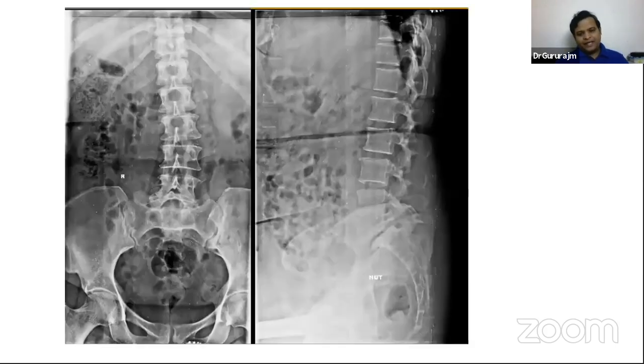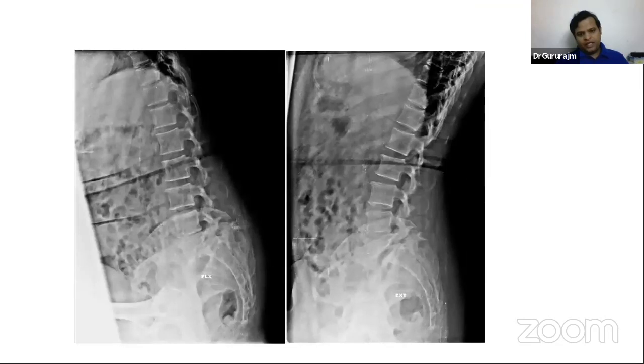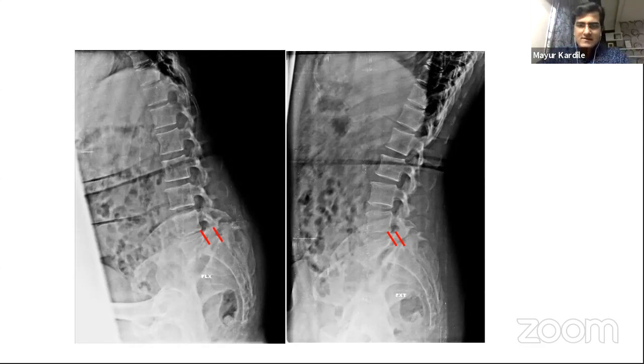So that's the X-ray. We can see that there is a grade 1 listhesis at L5-S1. And those are the dynamic X-rays. We can see that it is unstable. Now, at this stage, does anybody want to comment on this? Yes, Mayur. This is a grade 1 lytic listhesis at L5-S1 and it is definitely unstable, progressing from grade 1 to grade 2 when you flex the spine.